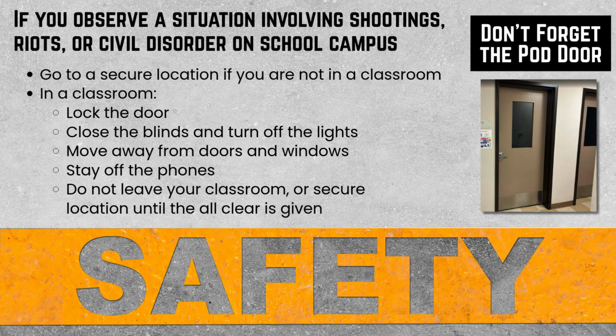The next topic we're going to talk about is if you observe a situation involving shootings, riots, or civil disorder on school campus. The first thing you're going to do is go to a secure location if you are not in a classroom. Once you're in a classroom, lock the door, close the blinds, and turn off the lights. Move away from the doors and windows, stay off the phones, and do not leave your classroom or secure location until the all clear sign is given. And don't forget to close, lock, and cover the pod door windows.